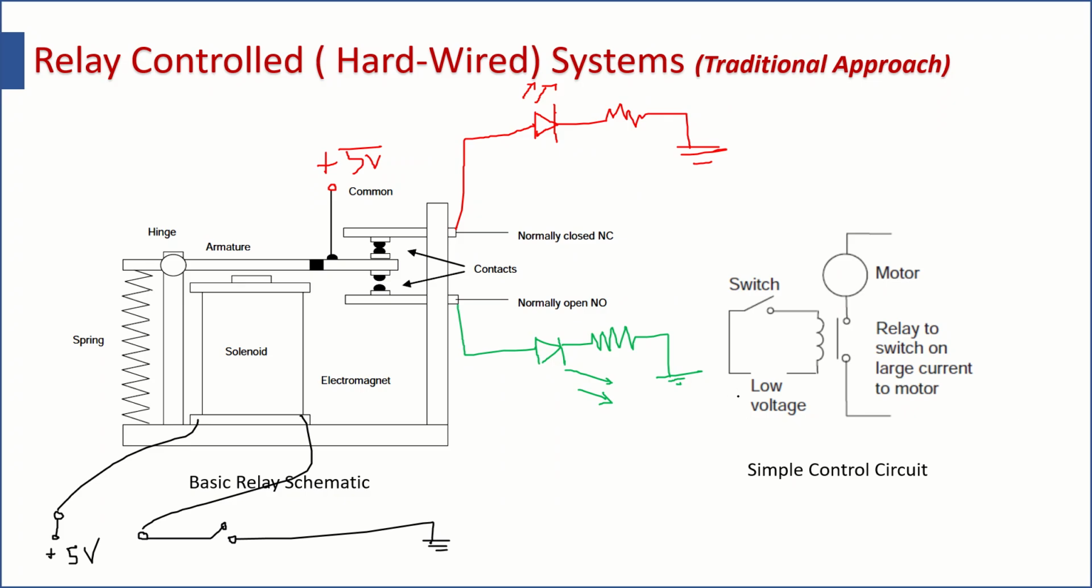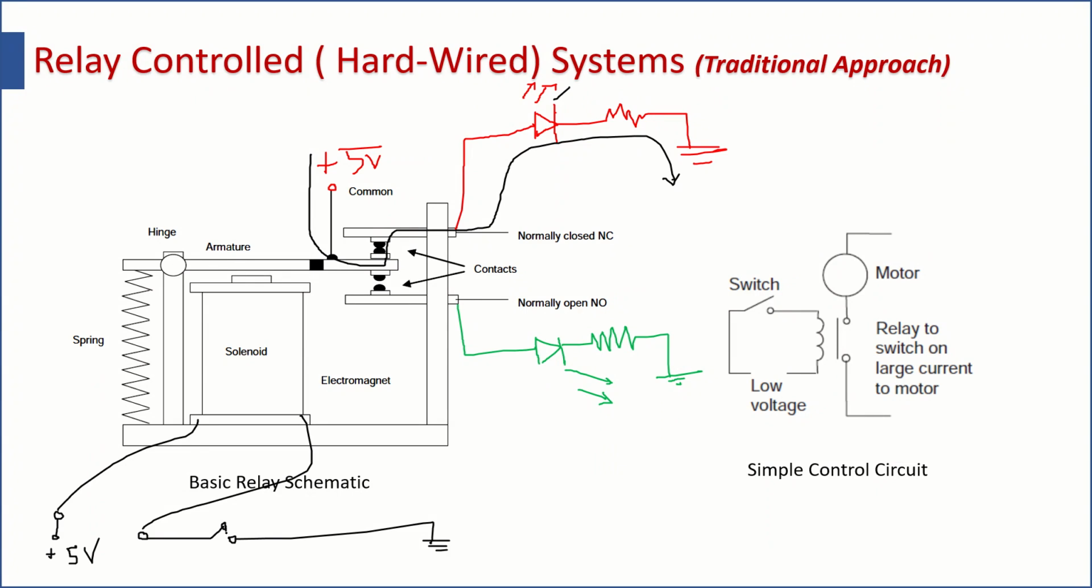So what you need to do, you can see that this is the normal condition. Normal condition means I have not energized the solenoid coil. Under such circumstances, you can see how the circuit is made. The current will flow from the supply to the common terminal to this normally closed and this ground. So this LED will glow.